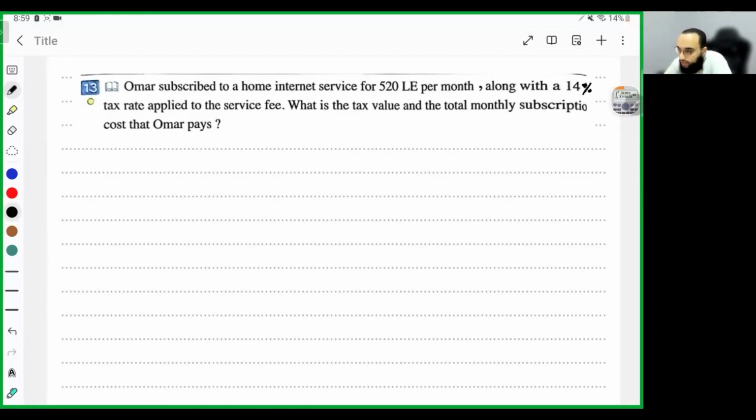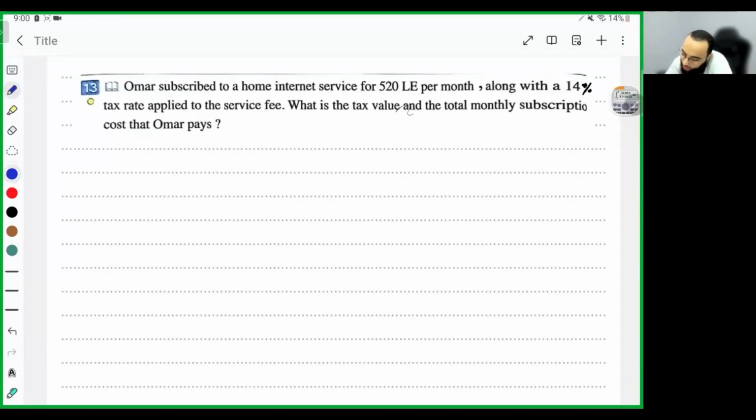I think it's going to be added. Why? Omar subscribed to a home internet service for $520 per month, along with a 14% tax rate applied to the service fee. Because "applied to" means added to the service fee. Okay?